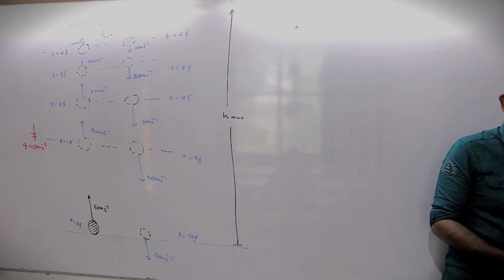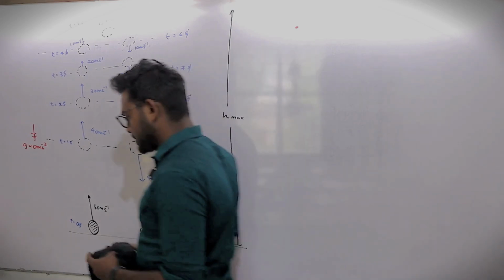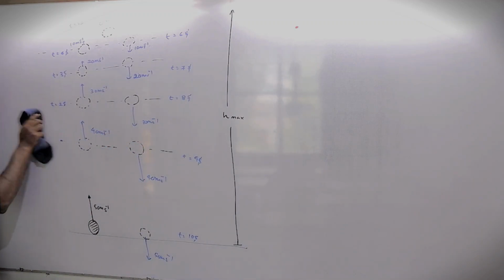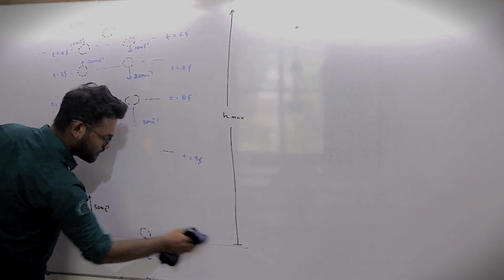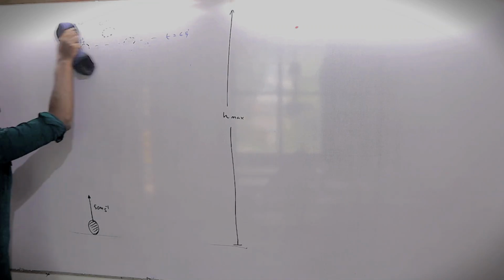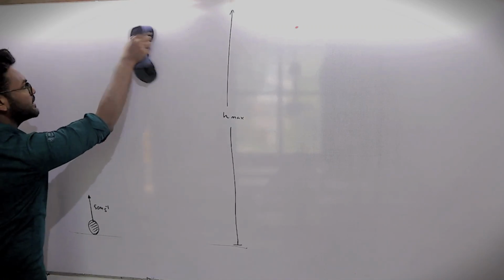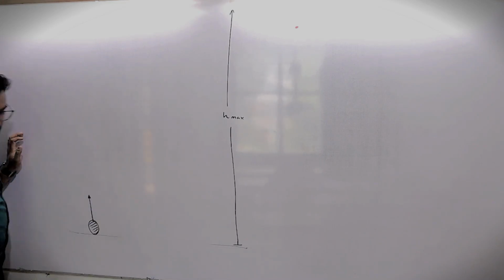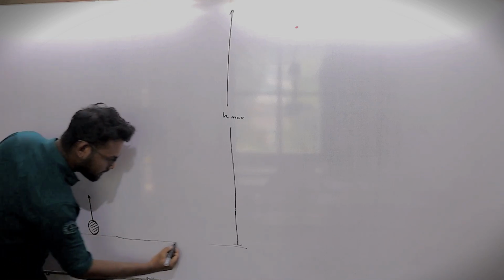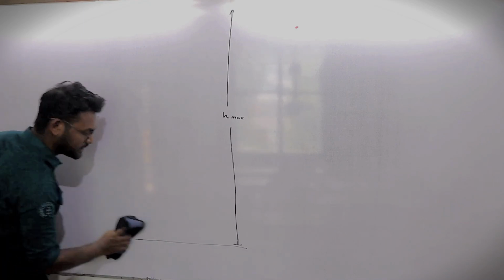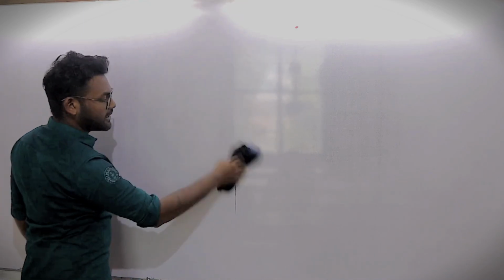A ball is projected vertically up with a velocity of 70 meters per second from a horizontal ground. We write the first part.